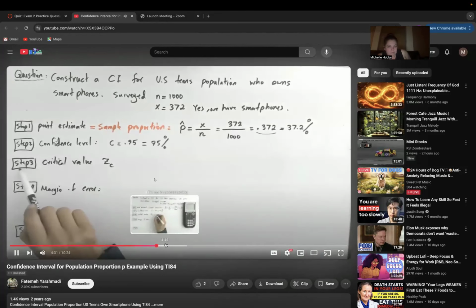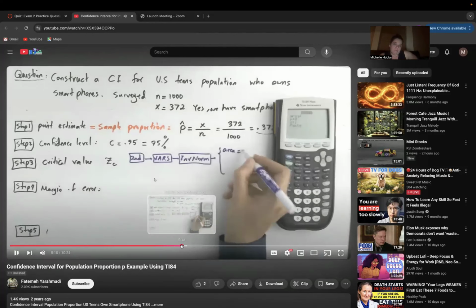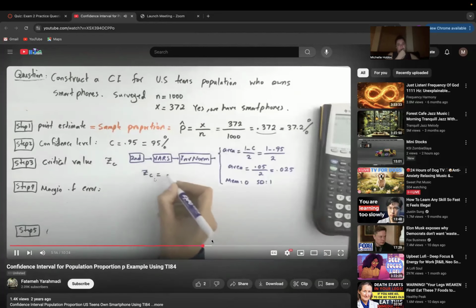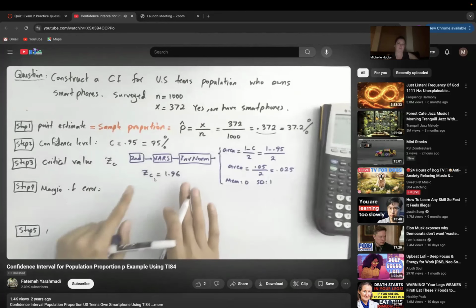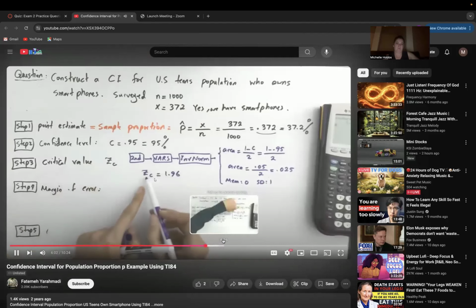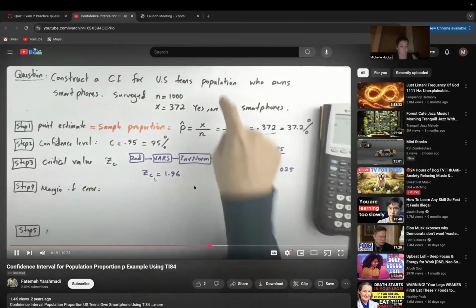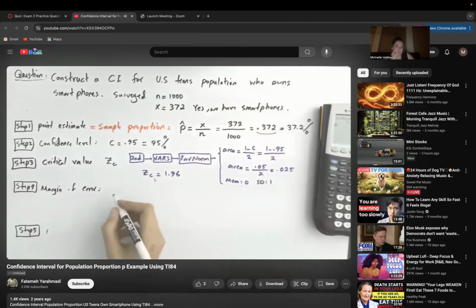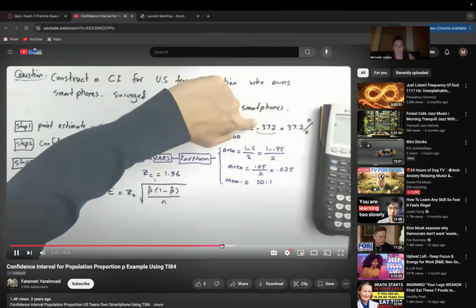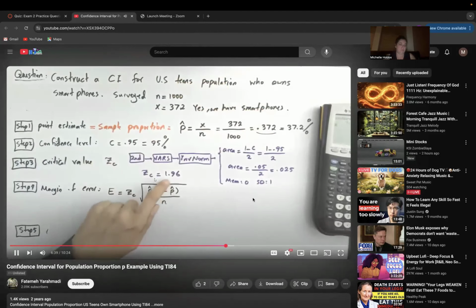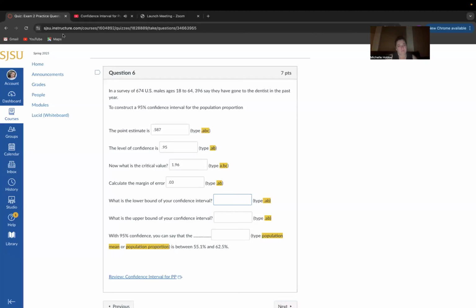Thank you, everyone. Thank you very much. ZC is 1.96. I found my critical value. I'm using my critical value in step 4 to find the margin of error. The margin of error for the population proportion has a different formula. E is equal to ZC, which is 1.96, times the square root of P hat, which is 0.372, and I can find 1 minus P hat. I have everything that I need.